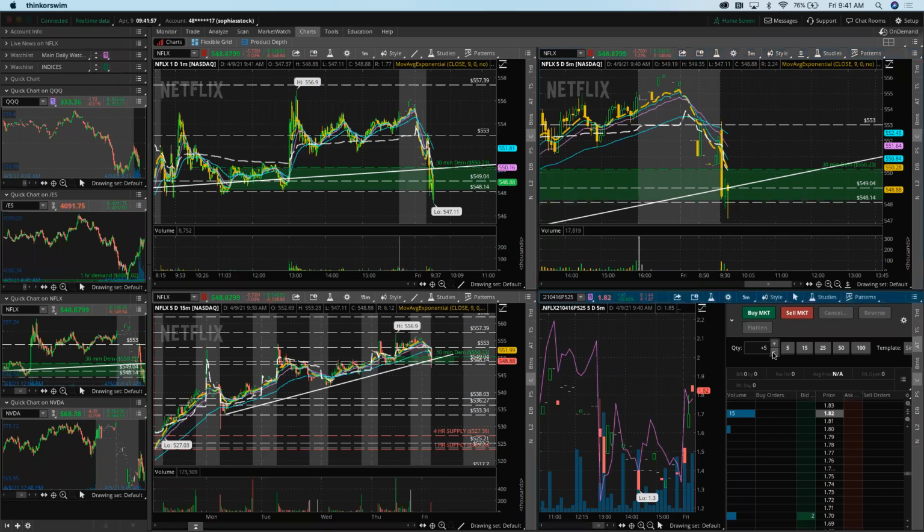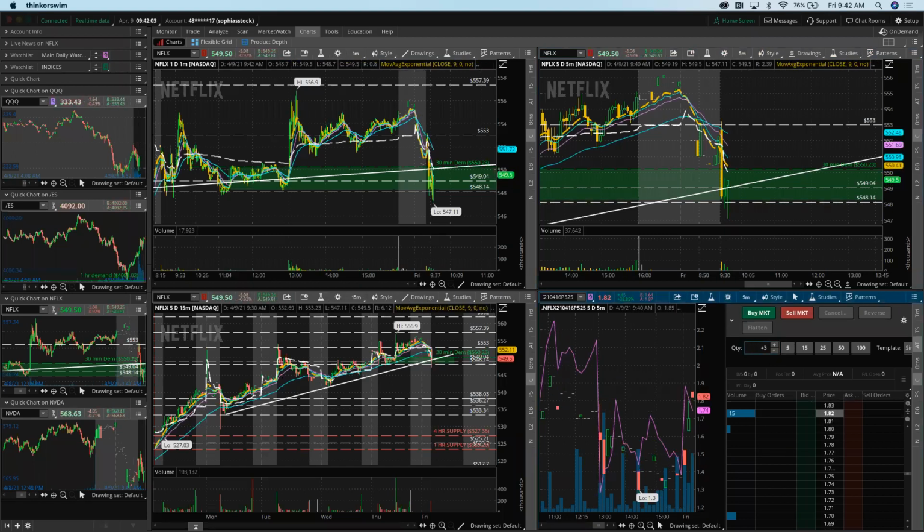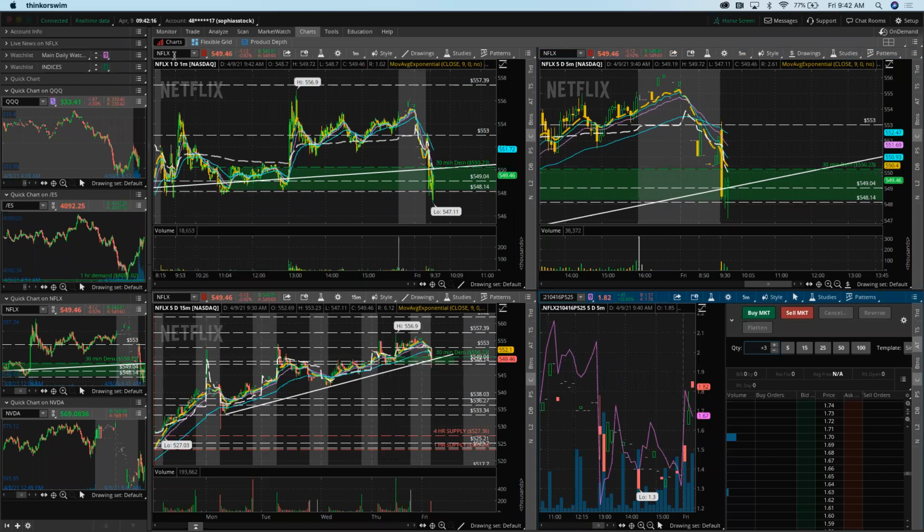Okay. Buyers are trying to buy it up. Maybe not a bad idea for me to throw some fish in the water. Let me look for a spread that's a little bit tighter. The spreads suck on Netflix right now, bro. I can't even play. The spreads are horrible.